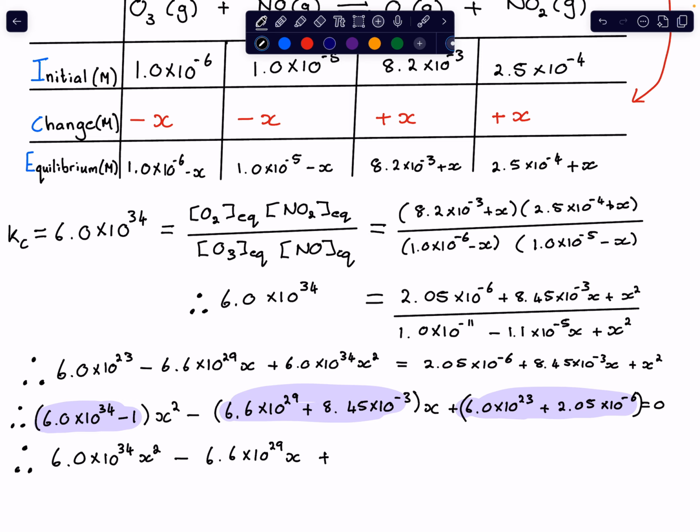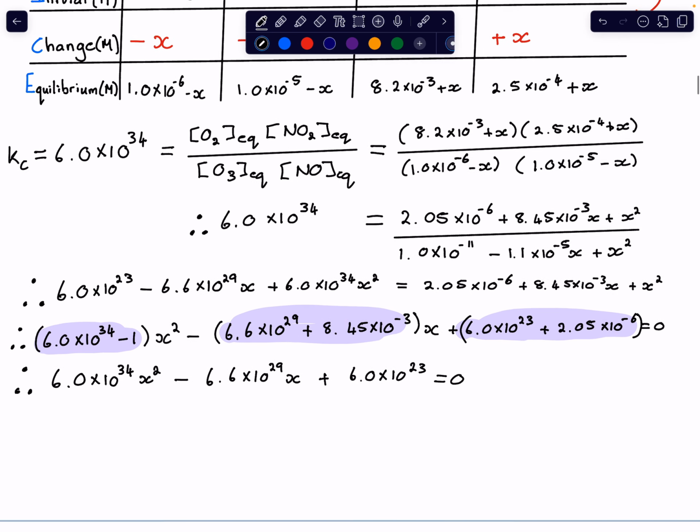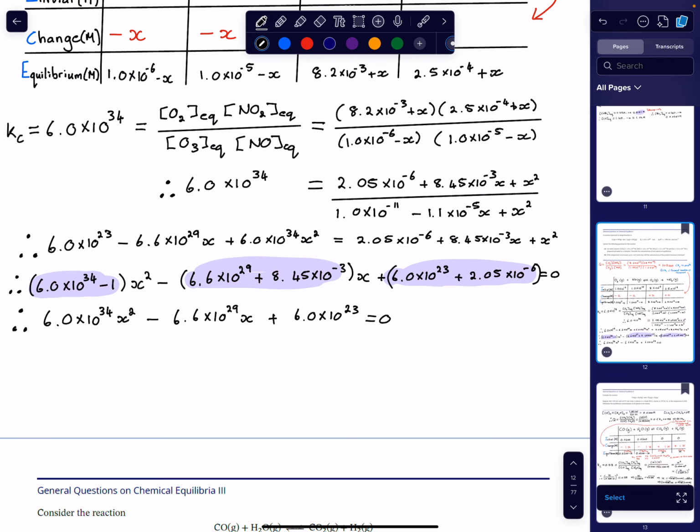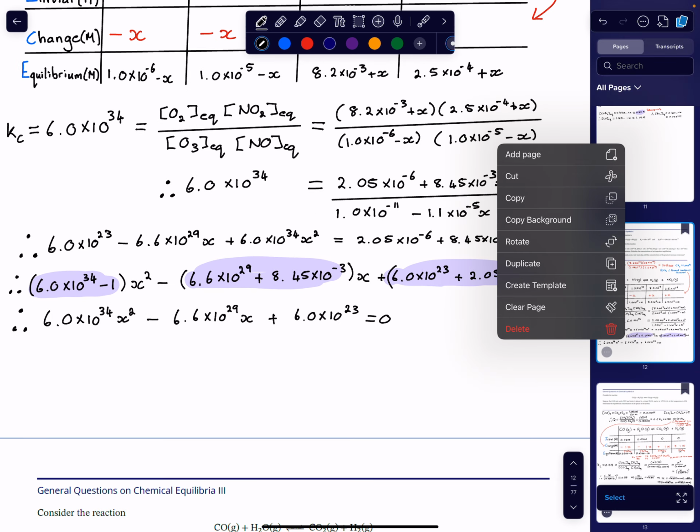And the final part, again, you have 6 times 10 to the power 23 plus 0.000000205. Those numbers aren't significant, so you just have to take the big number. 6.0 times 10 to the power 23 is equal to 0. So now we have a normal quadratic expression, right? Let's see, I might need an extra page here.